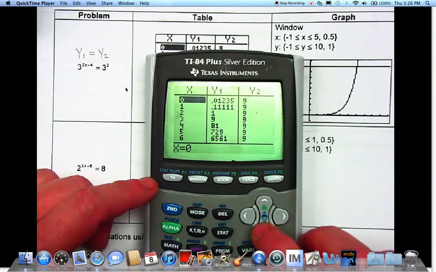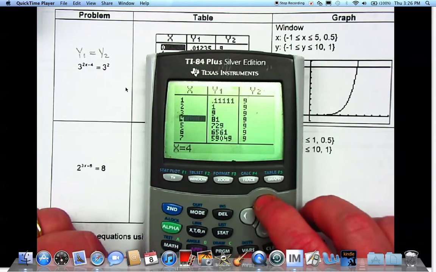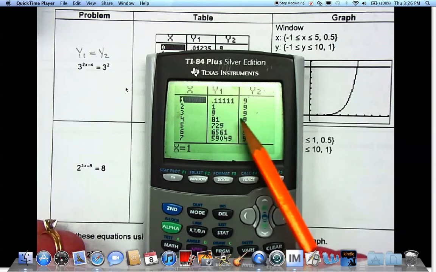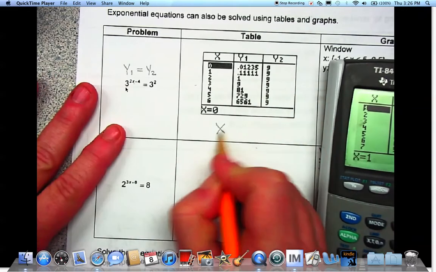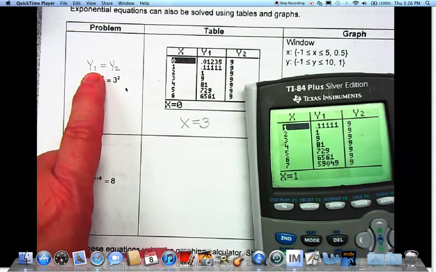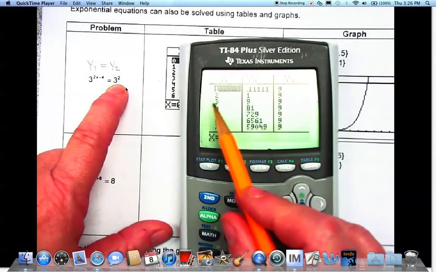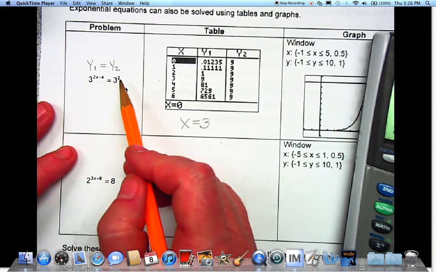Okay, and where's the answer? Where do y'all think the answer is? The answer's up here, where they equal the same, that's right. So where are they equal the same? At x equals 3. So let's write that down: x equals 3. We wanted to see where Y1 was equal to Y2, and it was at 3. They're both equal.